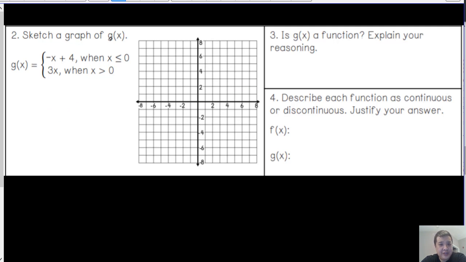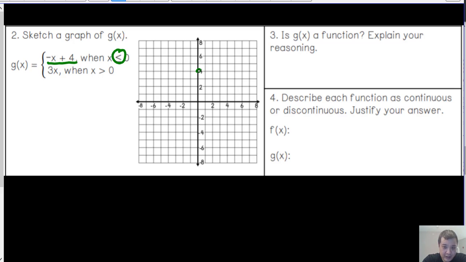Sketch a graph of g of x, where g of x is negative x plus 4 when x is less than or equal to 0, and 3x when x is greater than 0. So here, let's start at 0. By plugging in 0 into this equation right here, we find that at 0, y equals 4. And we have a filled in dot because of this right here.